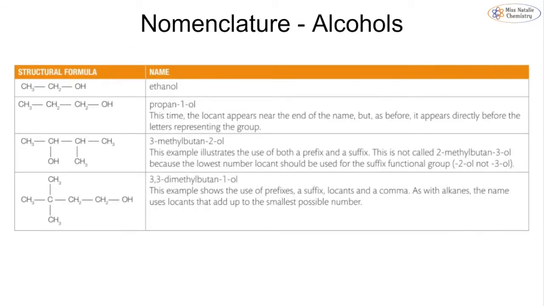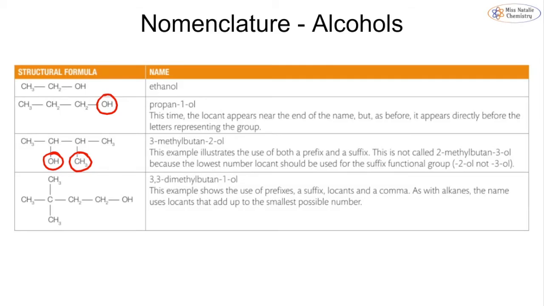We can also look at the nomenclature of alcohols. So if we have ethane as our main structure and then we add the hydroxyl group, then this becomes ethanol. I can have propan 1-ol to tell me that my OH group appears on carbon number 1. I could have 3-methyl butan 2-ol, so I have 4 carbons in my longest chain.